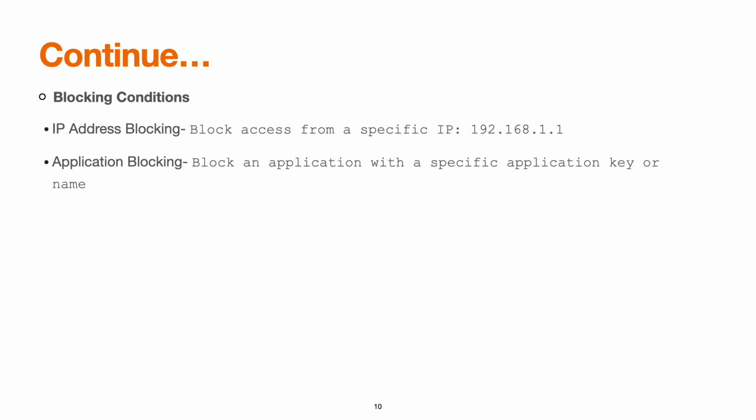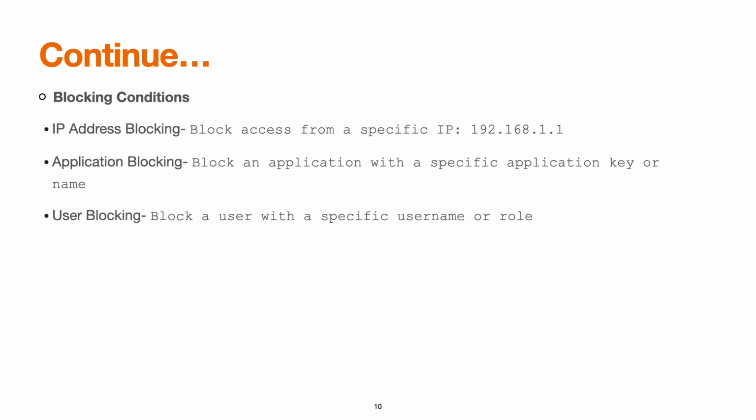Next, the blocking conditions. WSO2 API Manager provides several mechanisms to block or restrict API access based upon specific conditions. These blocking conditions can be used to control access to the APIs, protect resources, and enforce security policies. Here are the main blocking conditions available in WSO2 API Manager. IP address blocking: we can restrict an API call based upon a specific IP, so we can block a particular IP. Application blocking: let's say there is one application which is subscribed to a number of APIs, and we would like to block that particular application consumer. We can block that particular application using the application key or the name.